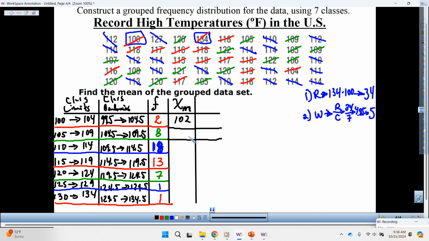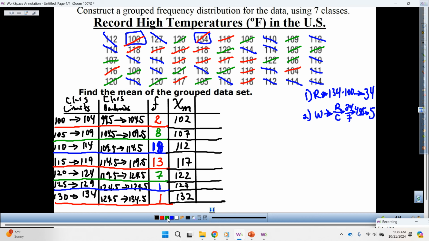Next one. 107. Next one. 112. 117. 122. 127. 132. All right.